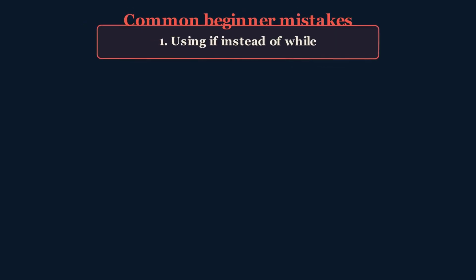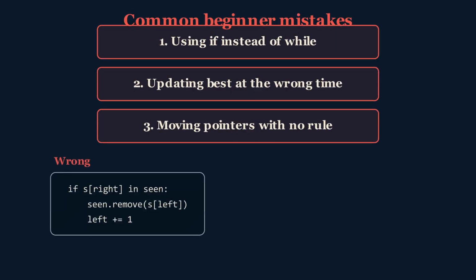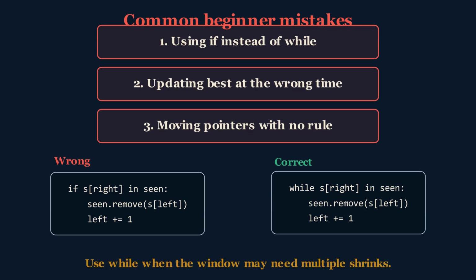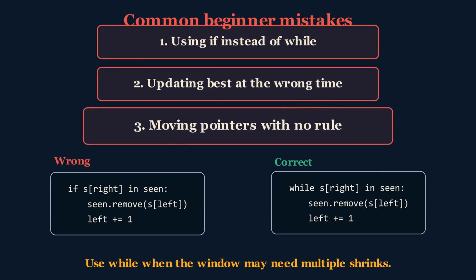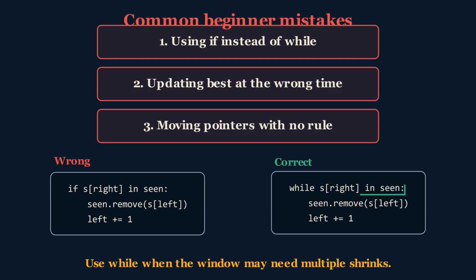Now the mistakes that trip up beginners. 1. Using if instead of while when shrinking. If the window needs to shrink several times, a single if won't cut it. Watch, the if version leaves a duplicate behind. The while version keeps going until it's truly valid. 2. Updating your best answer at the wrong moment, before the window is even valid. 3. Moving both pointers with no clear rule. Always know why each pointer moves.